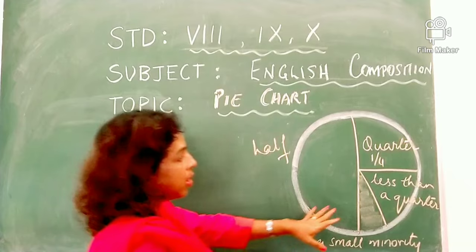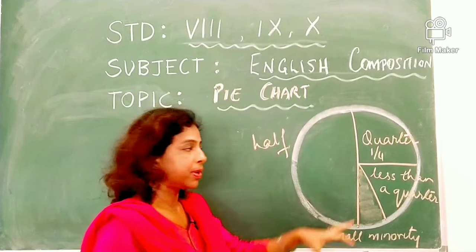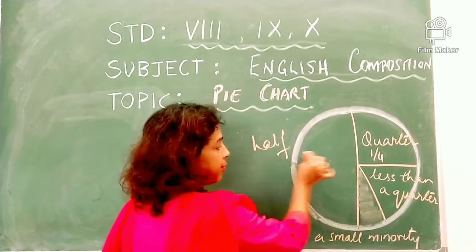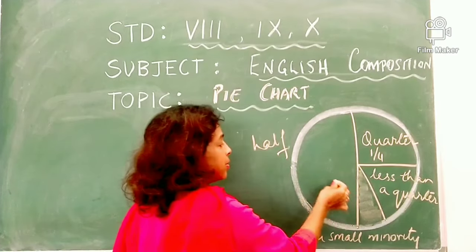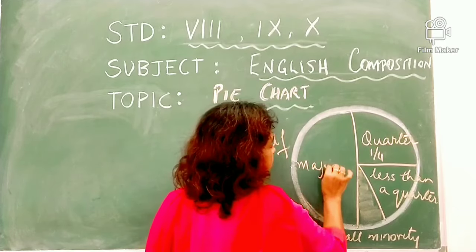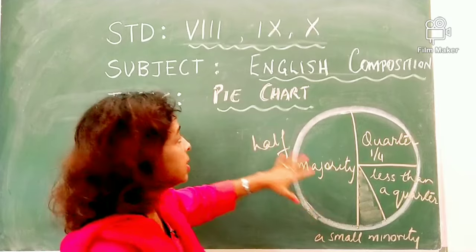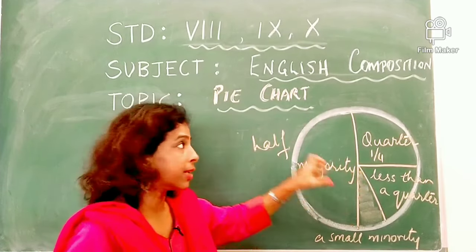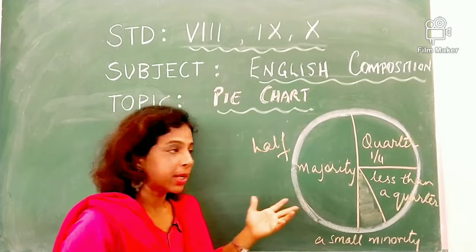Okay. Now, after you know this, when you dissect this entire pie chart, you have half, quarter, less than a quarter and a small minority. Now, half can also be known as a majority. Okay, so have you understood this? This is what your pie chart is going to be looking like. We are going to be doing something called pie chart. It's also known as a pie graph.